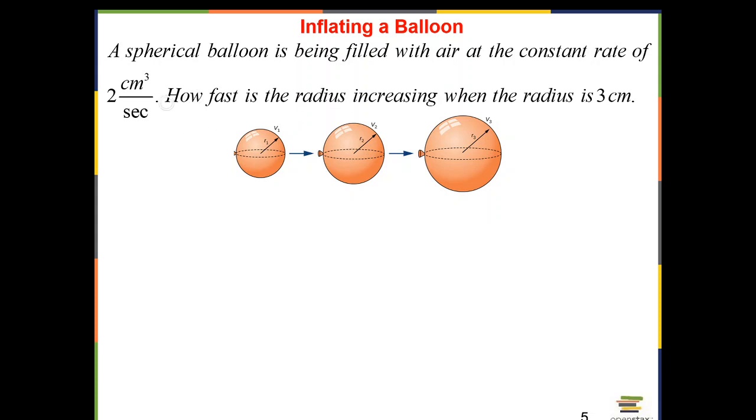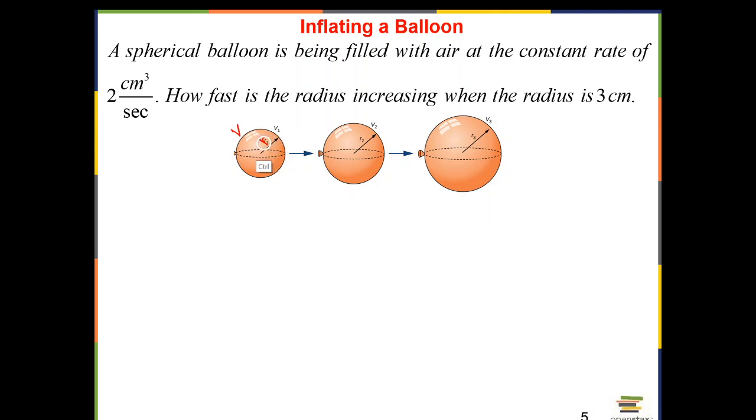All right, so let's see what related rates problems are all about. Here's an example. It says a spherical balloon is being filled with air at a constant rate of 2 cubic centimeters per second. How fast is the radius increasing when the radius is 3 centimeters? You see here, the volume is increasing and the radius is increasing.